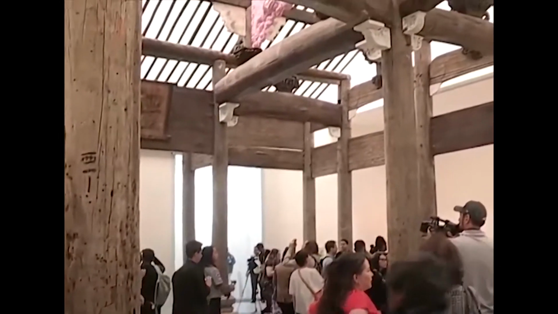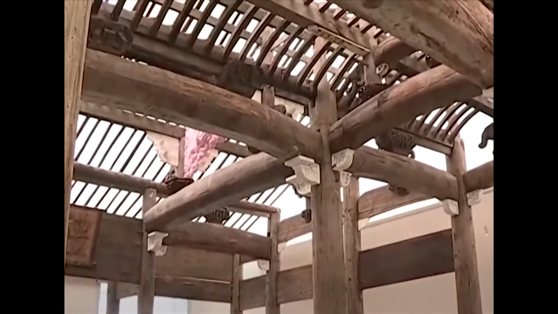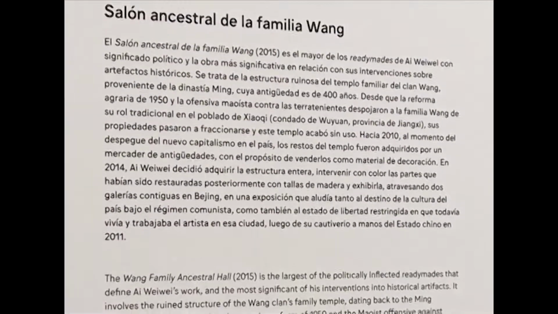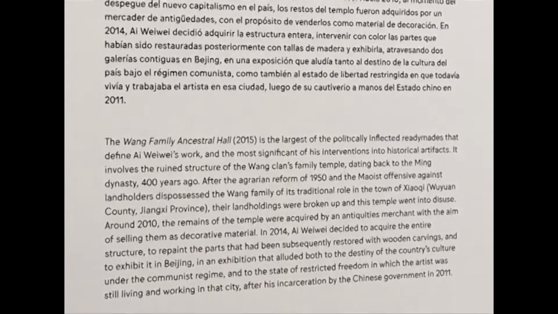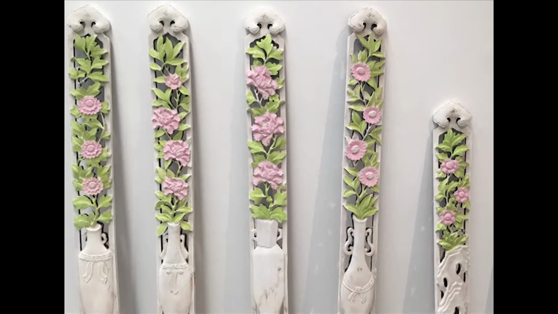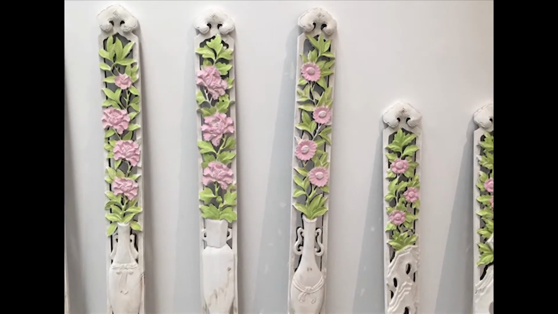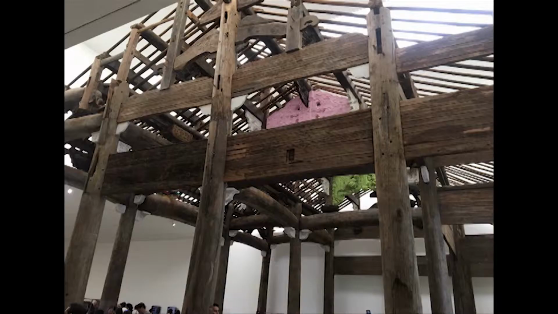There were many of Ai Weiwei's artworks, like the Wang Family Ancestral Hall, which is an installation that consists of over 1,300 pieces of various wooden building elements from the late Ming Dynasty. It also features a reconstructed Ming Dynasty ancestral temple from Jiangxi province.